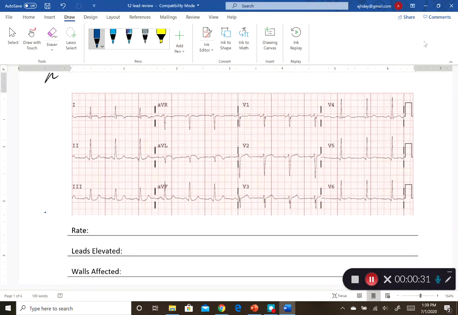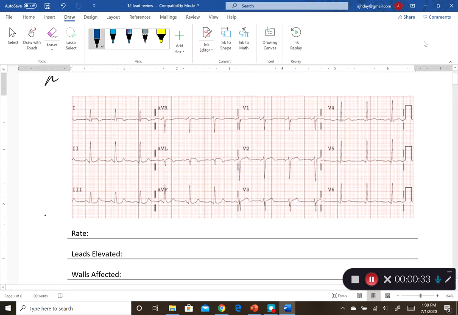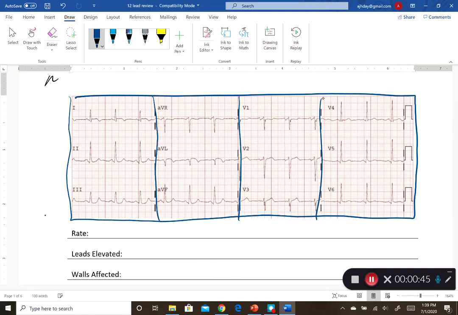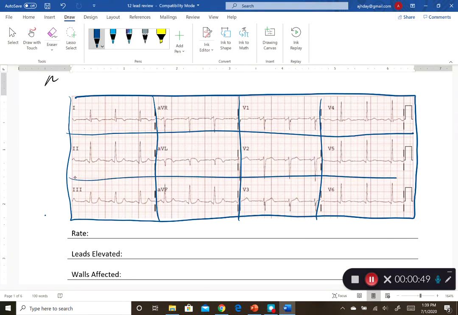So this first one we're looking at, and what I like to do when I first start reading these 12 leads is I draw that handout I gave you, that chart, over the 12 lead. When I first started reading 12 leads, I would just draw right on the 12 lead. This helped me identify 12 leads. So it breaks apart the different sections that I'm looking at.